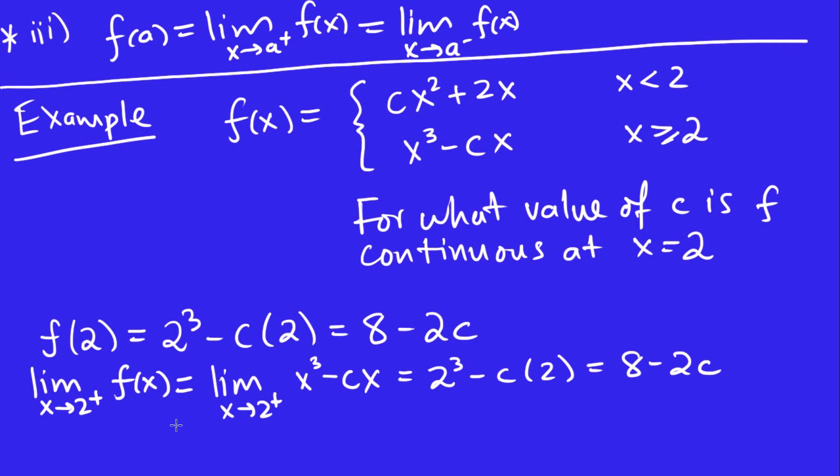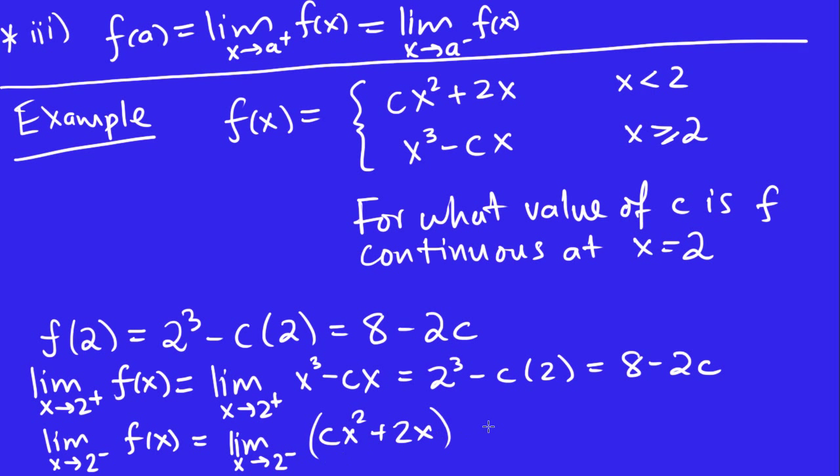Let's do the left-hand limit now. When I do the left-hand limit, x is going to be a number that's a little bit smaller than 2. And whenever x is smaller than 2, I should use this first quadratic formula, this quadratic polynomial here, to replace f of x by. So let's get rid of f of x and replace it by cx squared plus 2x. And again, this is a polynomial, so to do the limit, I just put the number in, right? 4c plus 4, right?